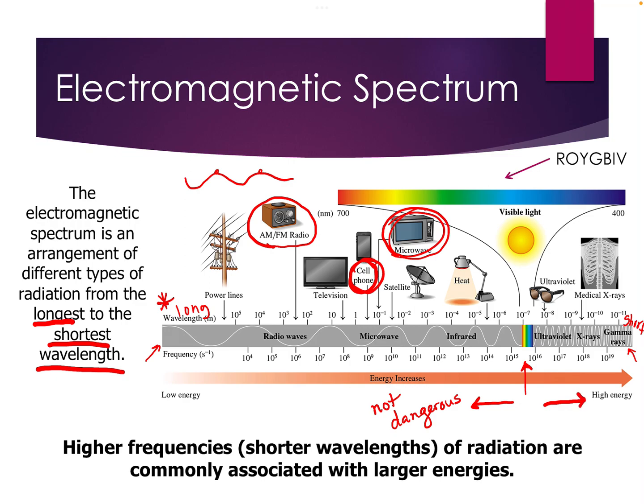Anything this way from the visible light is dangerous. This stuff has the ability to actually go in and damage your cells, and by damaging your cells, it can cause things like cancer and other problems. But because the stuff over here has such a long wavelength, it can't damage your cells and therefore can't give you cancer or any other problems. So cell phones, TV, microwaves, totally safe. Stand as close to them as you want. We've also got heat lamps over here. Again, also not dangerous because they're to the left of the visible light.